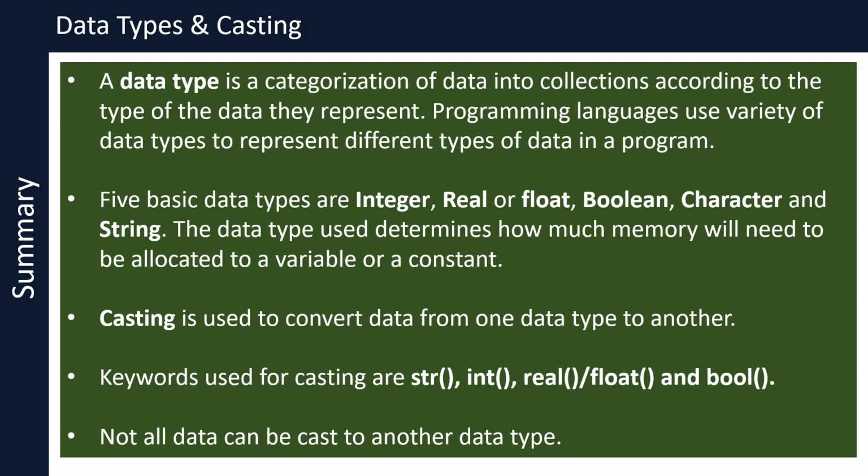Casting is used to convert data from one data type to another. Keywords used for casting are str(), int(), real() or float(), and bool(). Not all data can be cast to another data type.